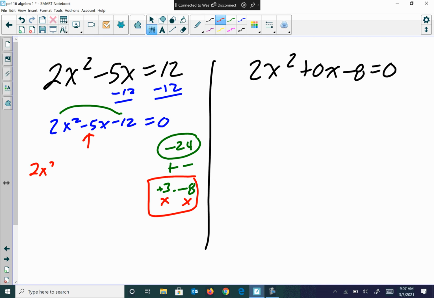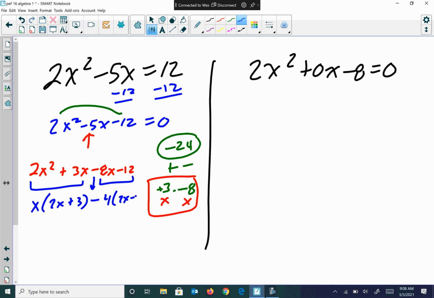So 2x squared, whatever order I want to write these, plus 3x minus 8x minus 12. So I have an x, 2x plus 3. There's a subtraction sign, and a factor of 4 out of both of those. Leaves me 2x minus 3. So I know that my answer is 2x plus 3, x minus 4.